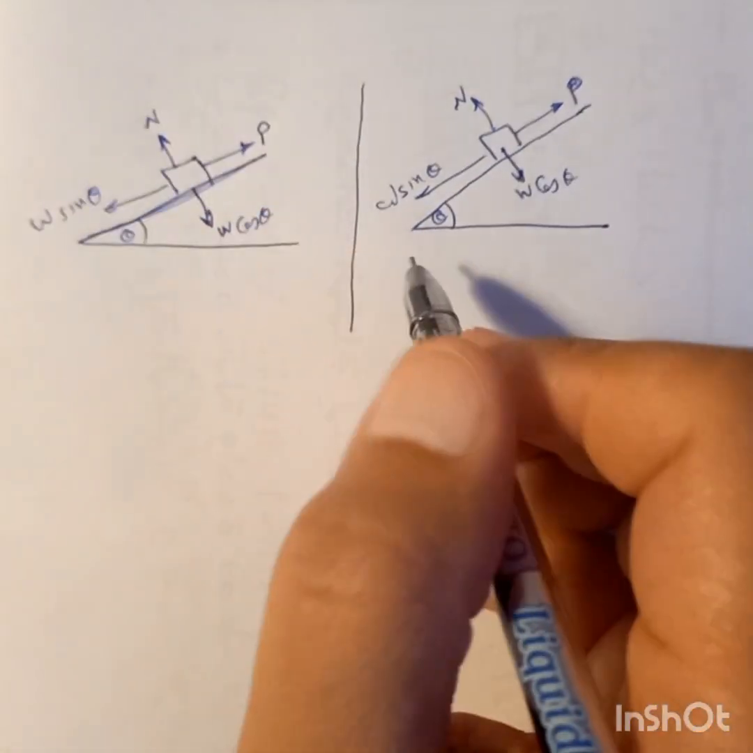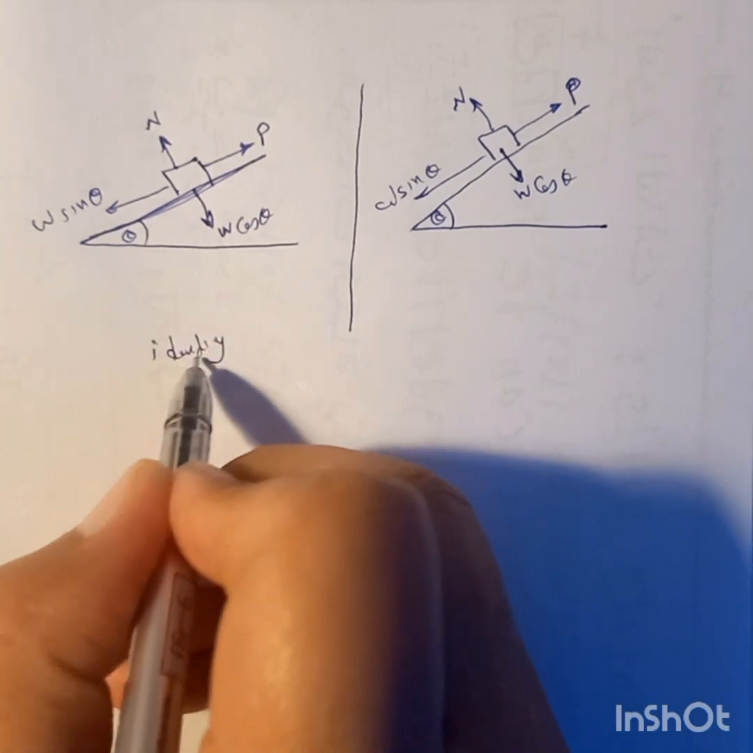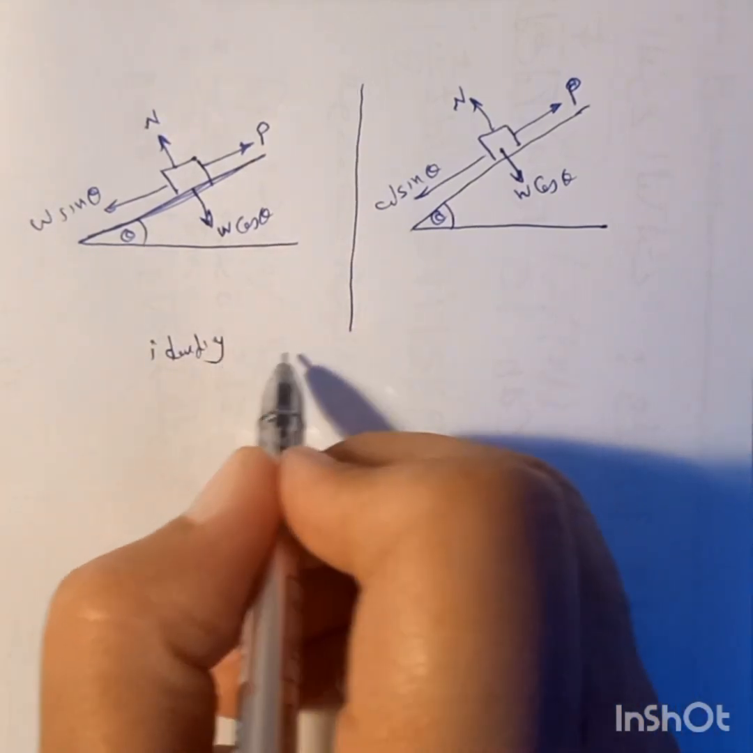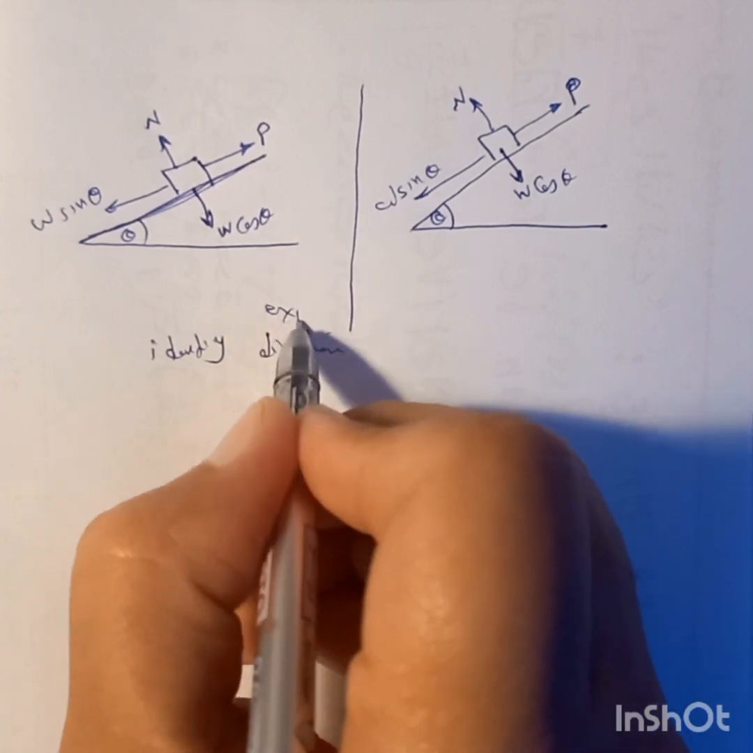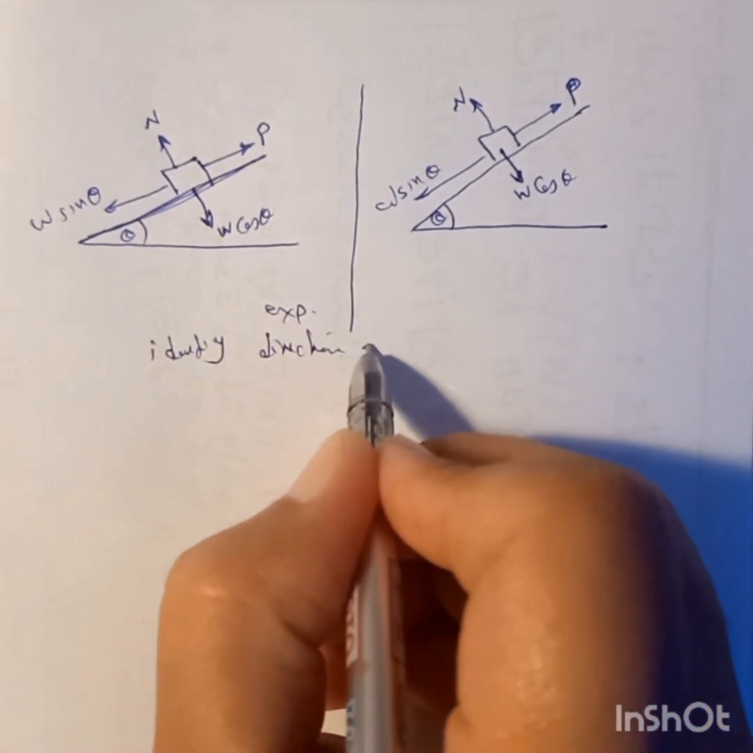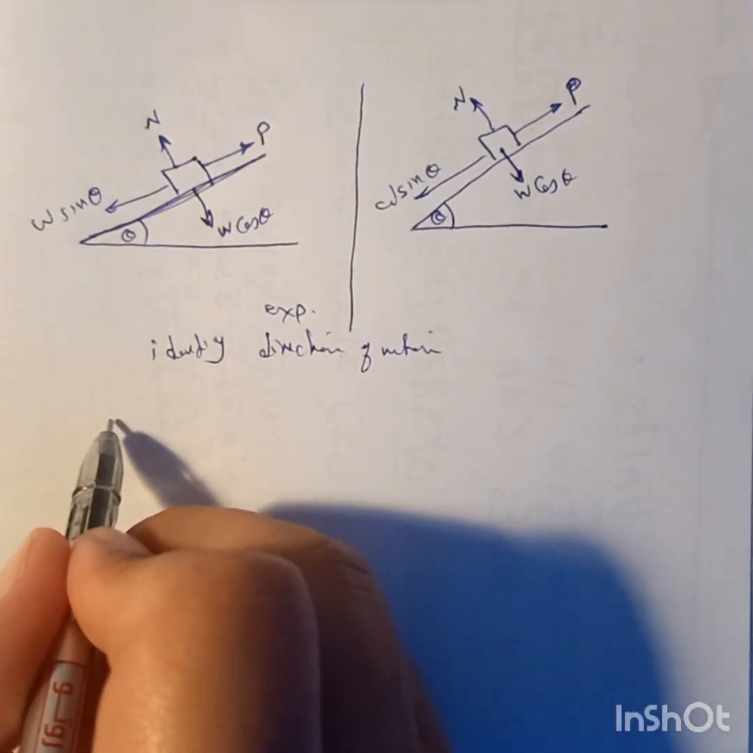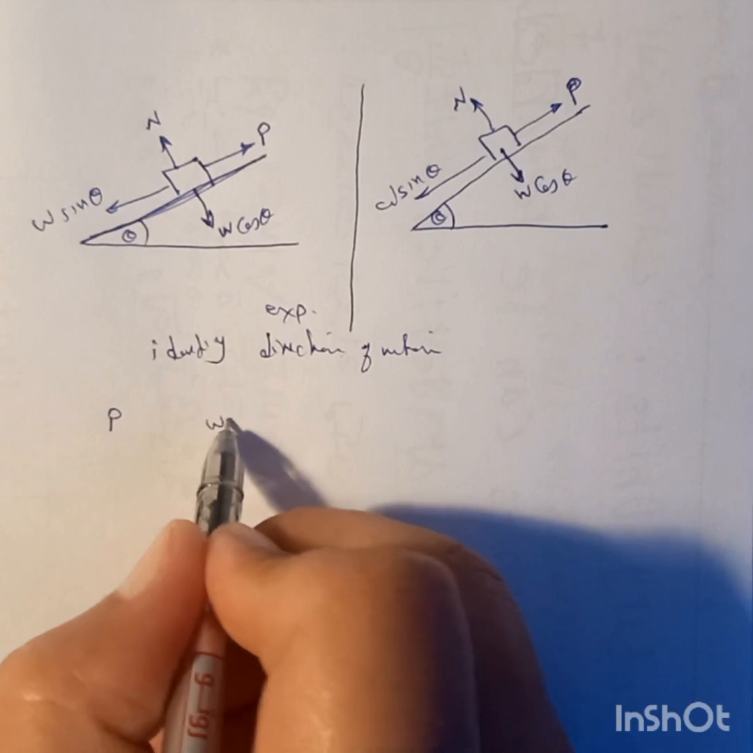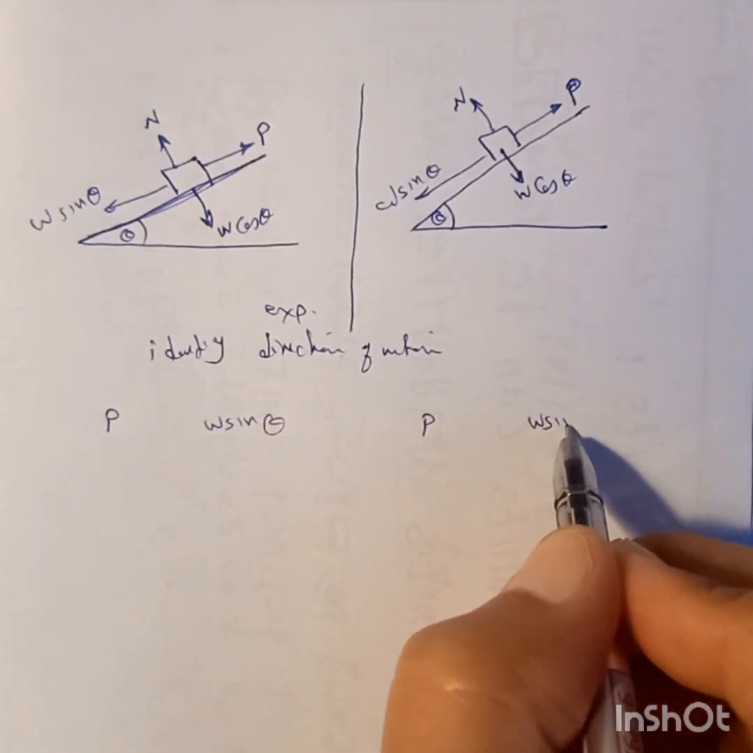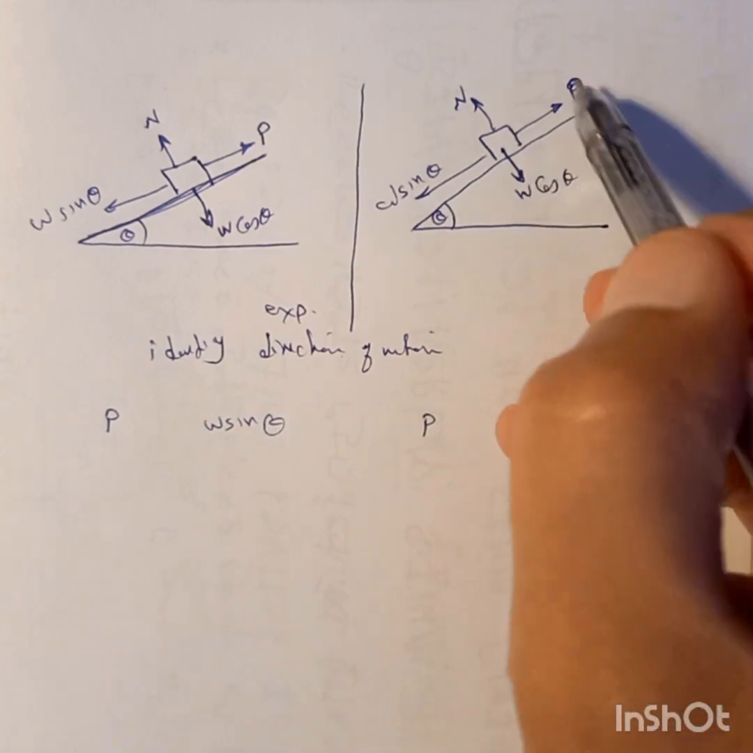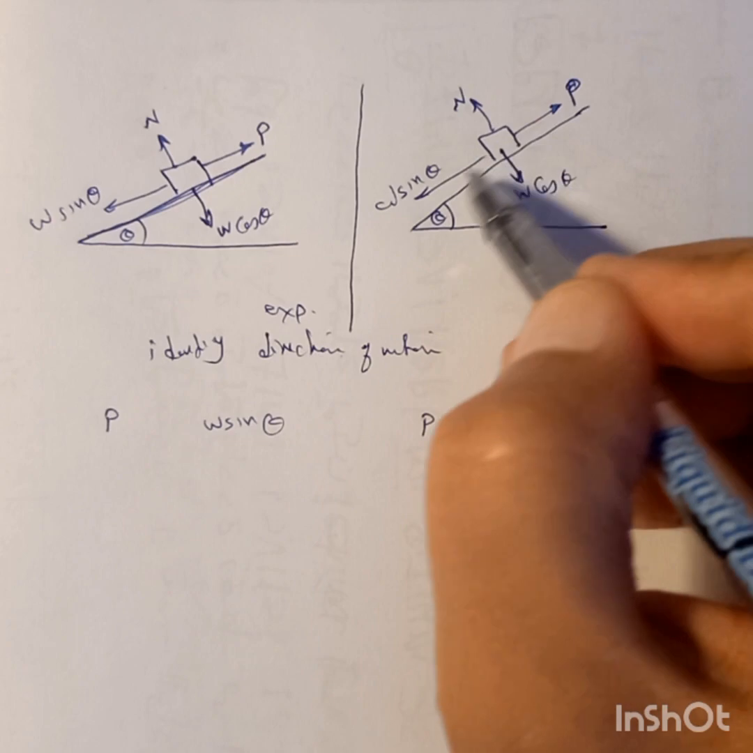As we need to identify the expected direction of motion, here we have to compare P and W sine theta. We have to compare P and W sine theta, and as we said before, P represents all forces or force components acting in this direction.